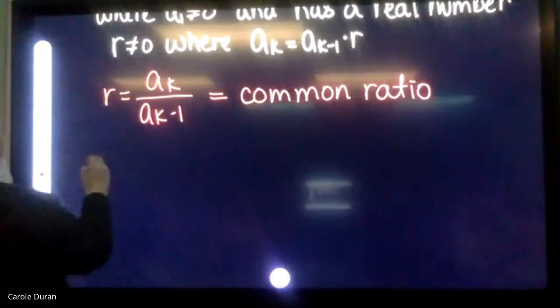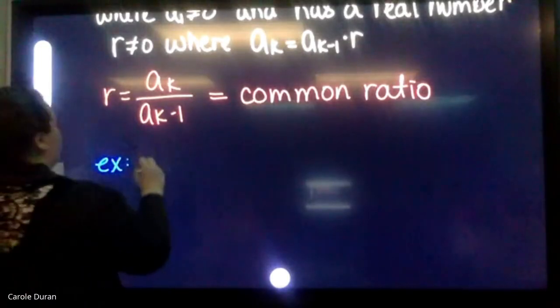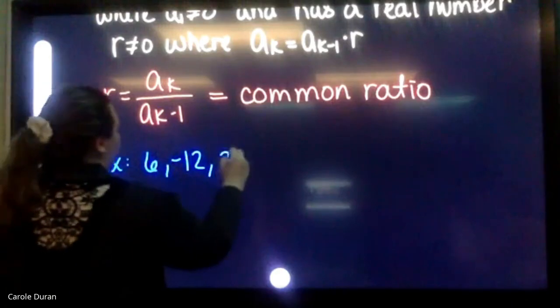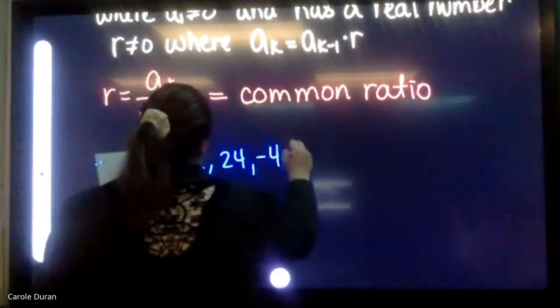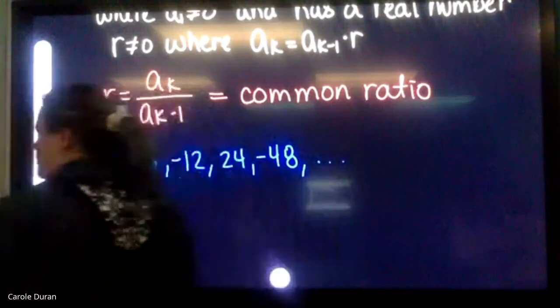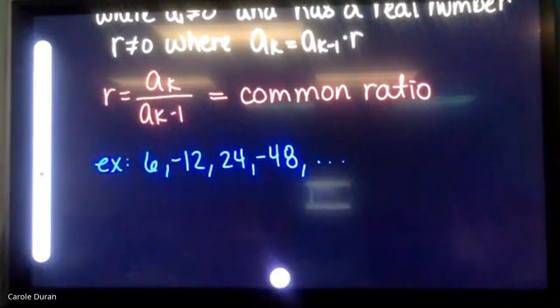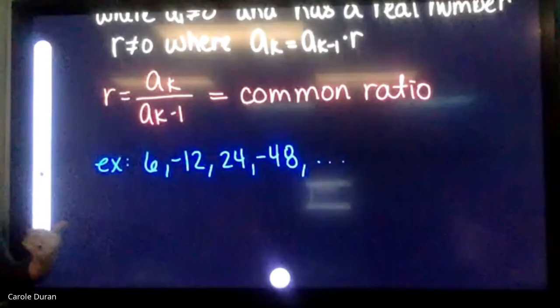So let's just do an example of what a geometric sequence could look like. The first one I have is 6, -12, 24, -48, and so on. Just like the previous sequences that we looked at, these geometric sequences are considered infinite because they continue indefinitely without stopping. We have no idea what the end term is. Also, like the previous examples, we have to have a common change from term to term. So the change has to be consistent from term 1 to term 2, from term 2 to term 3, term 3 to term 4, and so on.